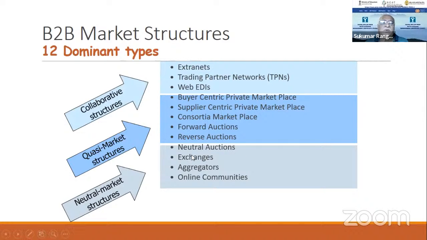Then, of course, neutral auctions; online auctions take place today. Exchanges, aggregators, of course, we know aggregator models, like Ola is an aggregator model, Oyo is an aggregator model. Many other aggregator models are there. And online communities, all these together have different kinds of things handling the market.